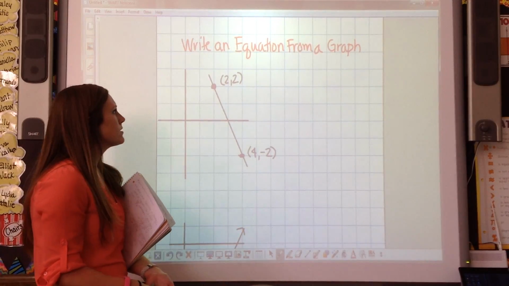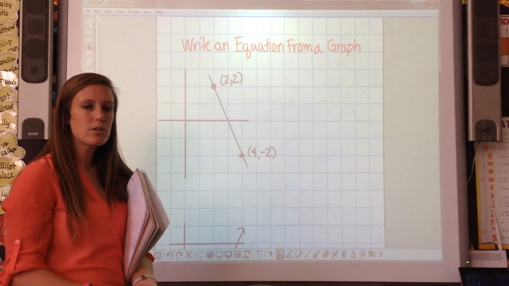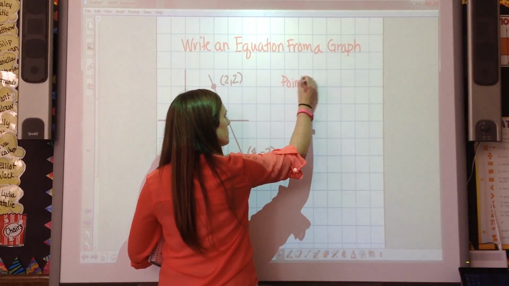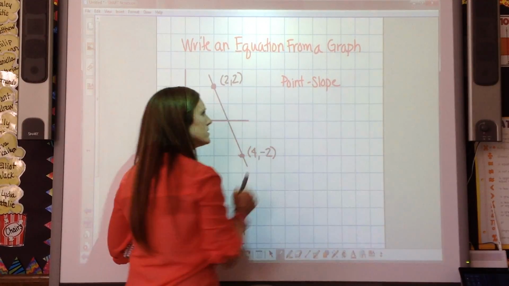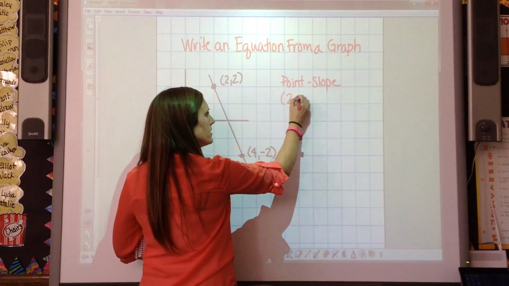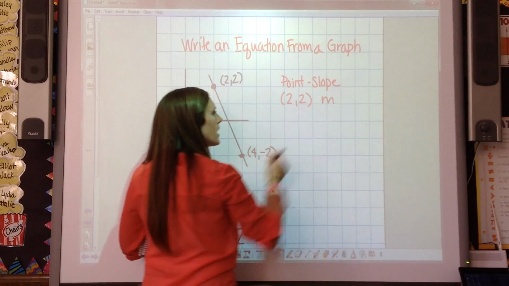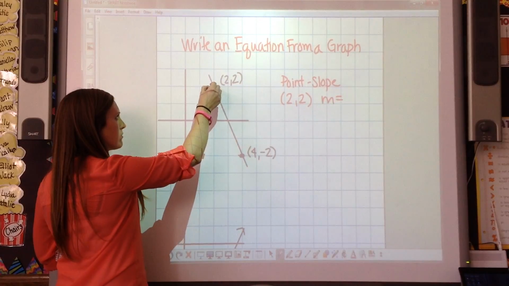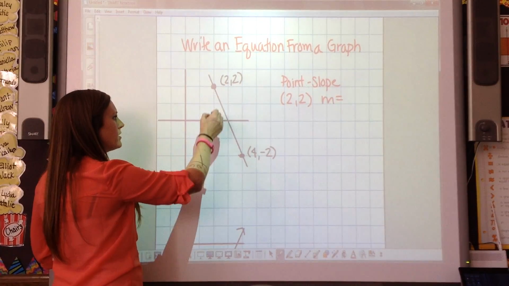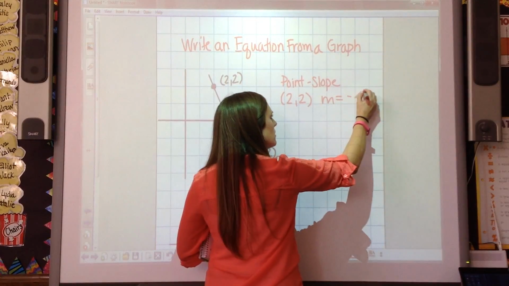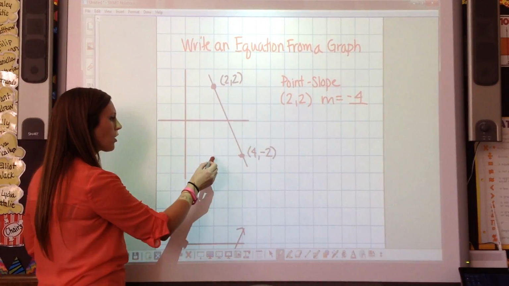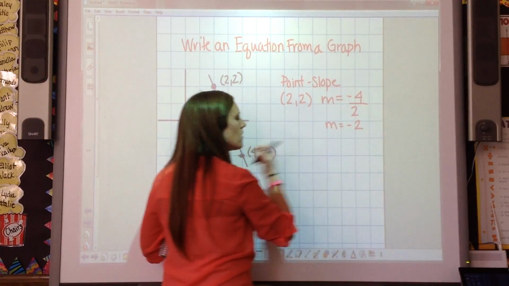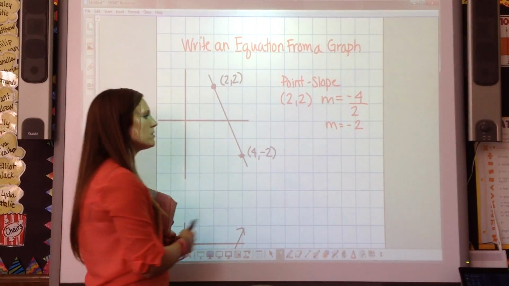Because I have ordered pairs here and I can find the slope pretty easily, I'm going to start with point slope form. So point slope requires one ordered pair, and I'm going to pick one, it doesn't matter which one, and it requires a slope. To find slope, I could use the slope formula, or I could use rise over run. So I'm going to go from this ordered pair to this ordered pair. Down 1, 2, 3, 4. Down means negative. Over 1, 2. And then I'm going to reduce as well. I'm going to plug it right into that point slope formula.